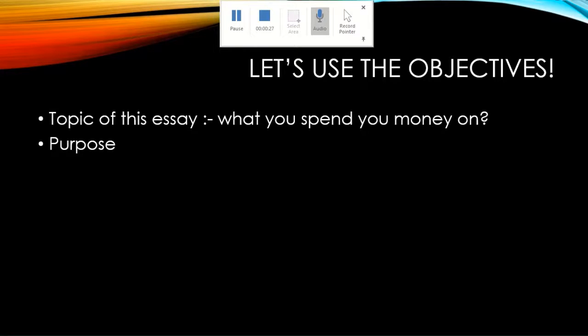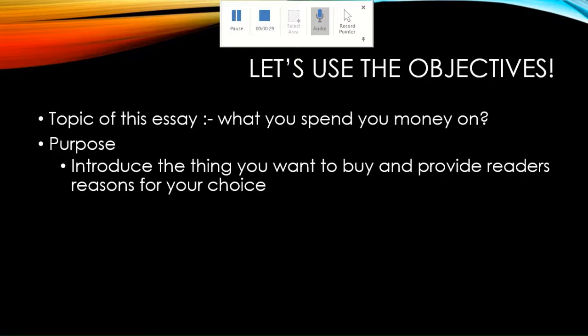Obviously, we need to introduce the things we want to buy and provide readers with reasons for our choice and where we plan to buy these things. We can also be creative on this part to make our essay more unique, distinguishing ourselves from the average English language user.